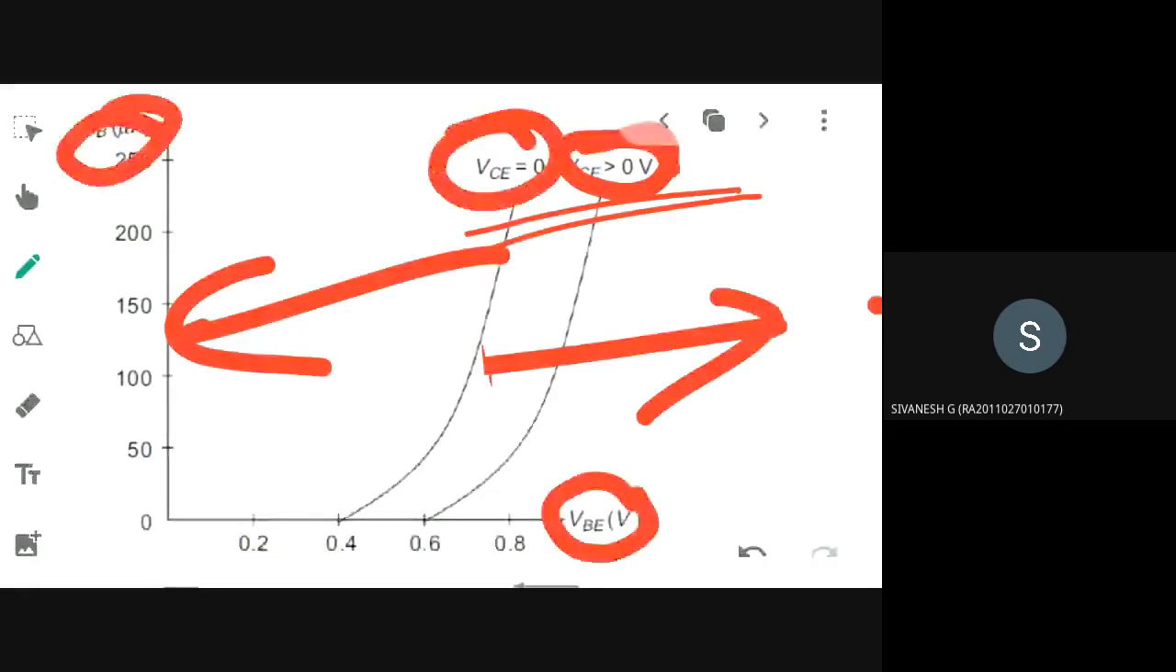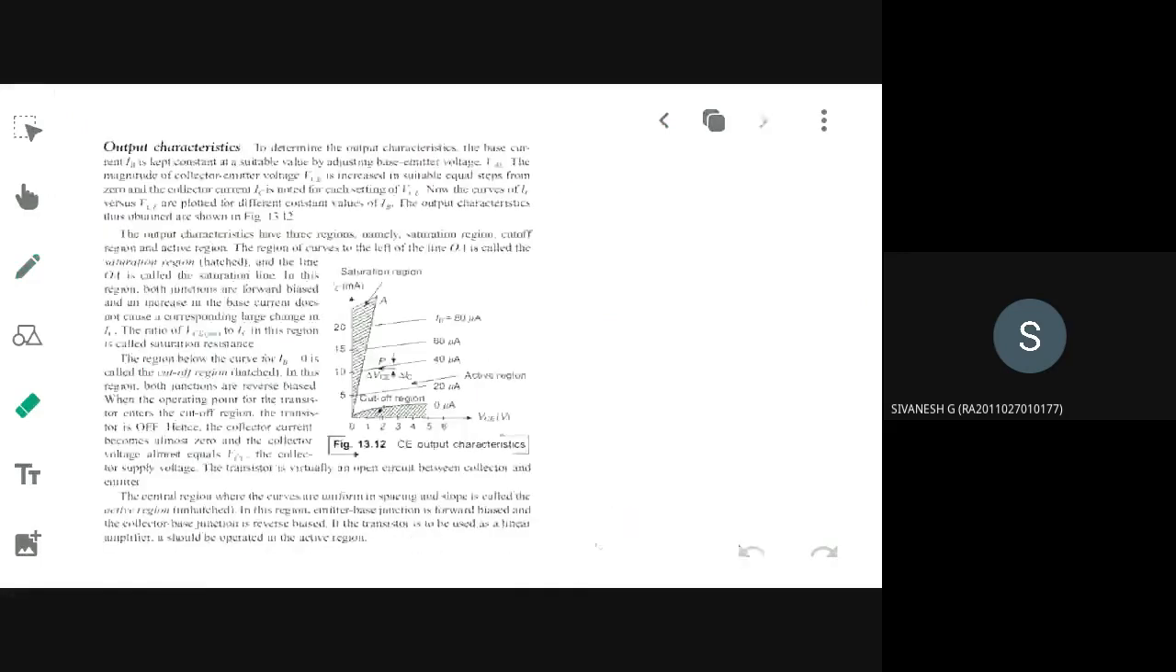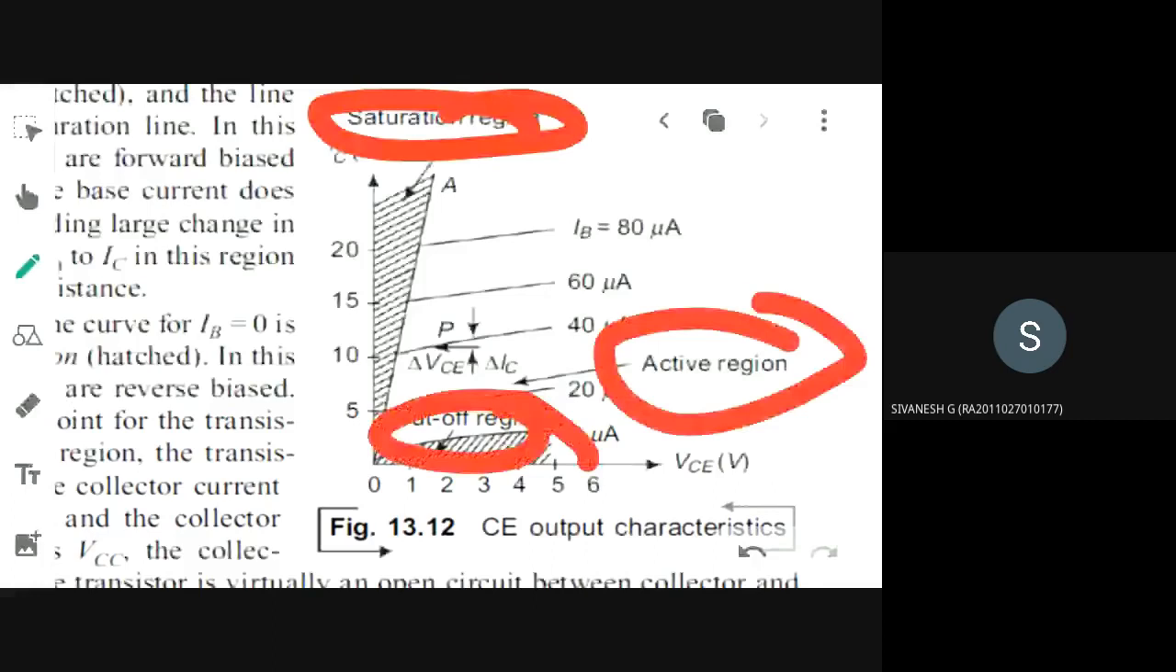Suppose you are looking at the output characteristics, the same three regions you can observe. This is your saturation region, this is your cutoff region, and this is your active region. Almost it will increase and then it will remain constant. Okay, right. The same set of characteristics you will have for the third configuration also, that is the CC configuration. I think these two configurations are enough. The same way you can describe the other configurations also.